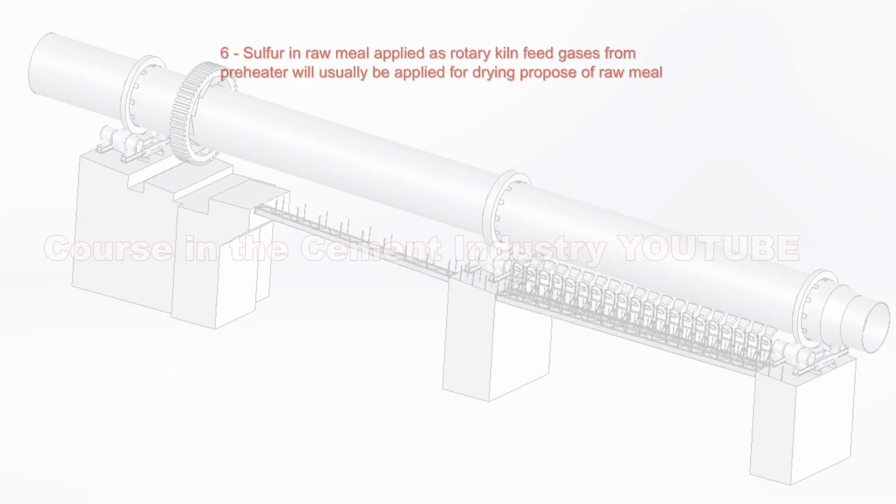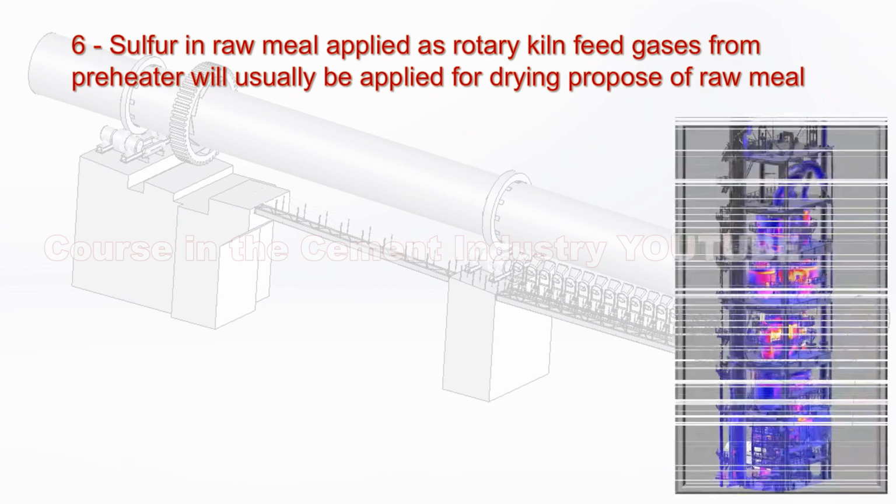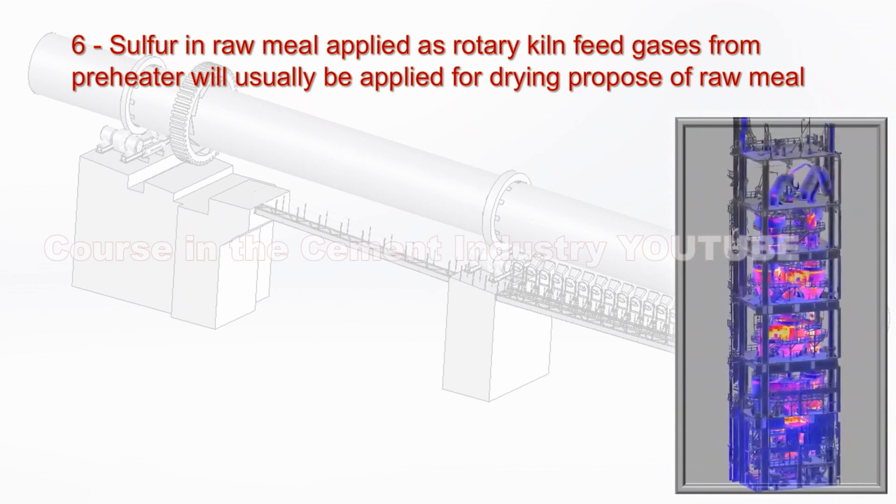6. Sulfur in the raw mill: the rotary kiln feed gases from the preheater will usually be applied for the drying of the raw mill.